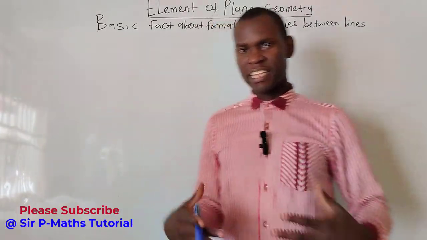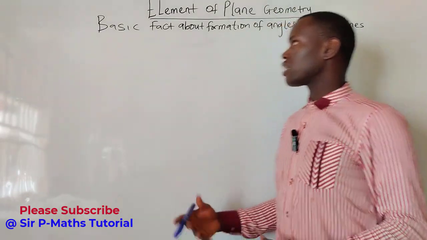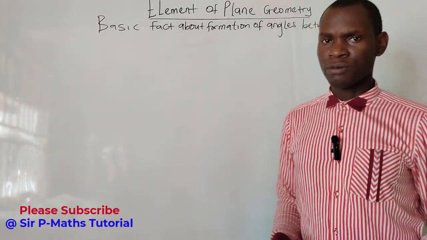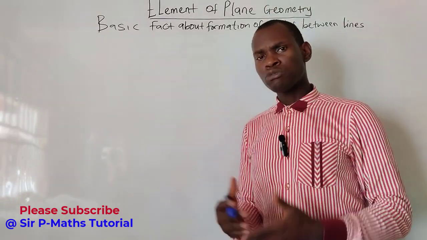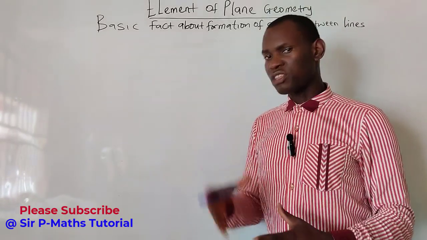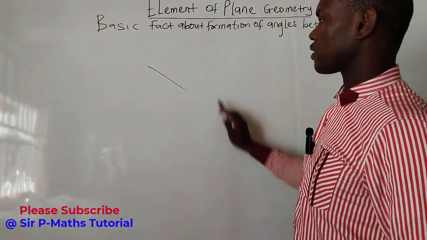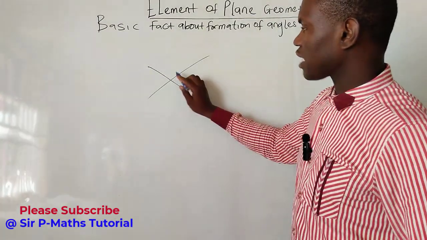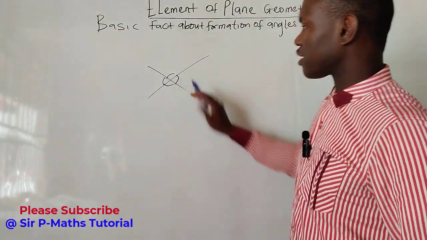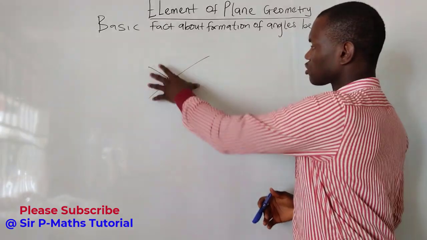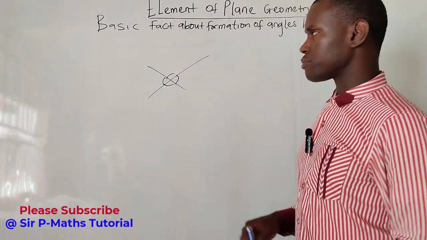Today we want to consider the elements of plane geometry, and on that we'll be looking at basic facts about the formation of angle between lines. Anytime two lines meet together, there must be a formation of an angle. Look at this line, another line meeting. An angle is formed here, here, and here. So we want to look at some basic facts around the formation of angle when two lines meet.